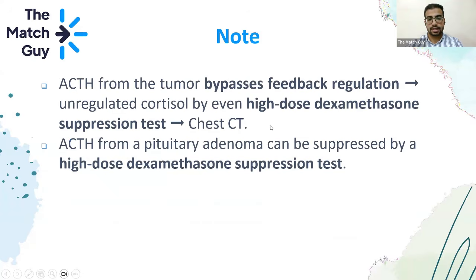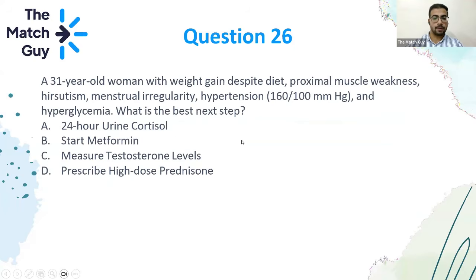Okay, Addison, we're going to discuss Addison in an upcoming slide. Okay, so let's go over this question. A 31-year-old woman with weight gain despite diet, proximal muscle weakness, hirsutism, menstrual irregularity, hypertension, and hyperglycemia. What is the best next step? What do you guys think?